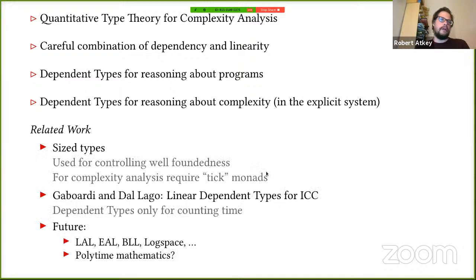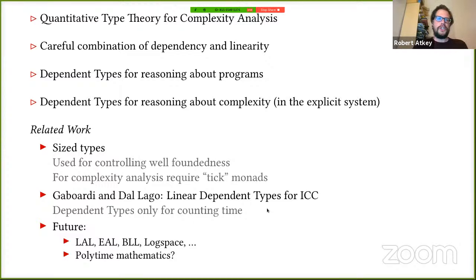So there's some related work, which I haven't covered, such as size types, but people have used this for complexity analysis. So Nils Anders Danielsson has done this with these tick monads, where you have to annotate your program with a little ticking thing, which counts up how many steps you use. And Marco Gaboardi and Ugo Dal Lago have linear dependent types for implicit computational complexity, but there the dependent types are not full dependent types. They only allow you to talk about natural numbers for counting the time complexity.